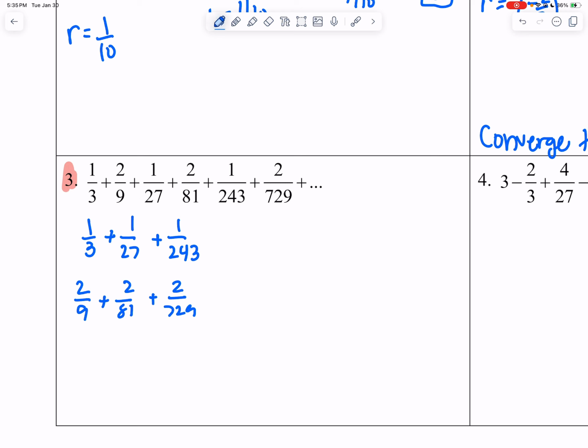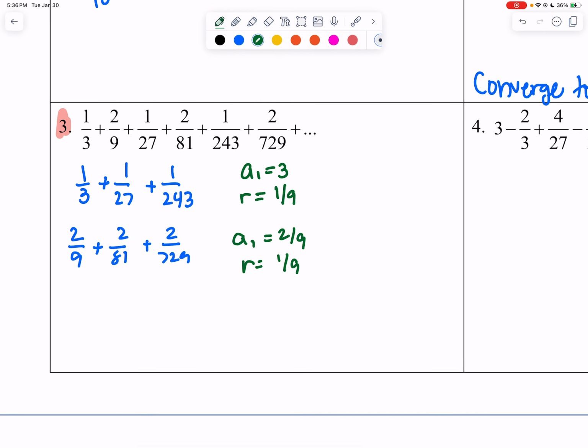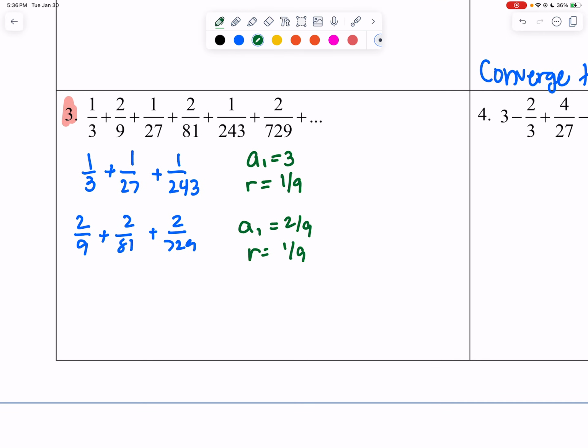You'll notice that here, my first term is going to be 1/3, and then my common ratio is 1/9. Since 1/9 is less than 1, we know that this is going to converge for this part right here. Same thing for the bottom part. My first term is 2/9. My common ratio is also 1/9. So we know that that's going to converge. Since both of these series will converge, we know that the whole series right here will converge to some number. What number? Let's find that out.